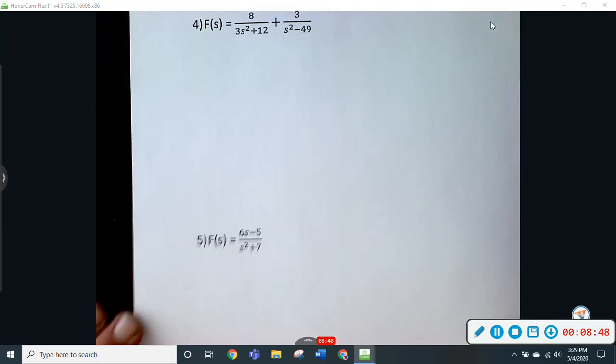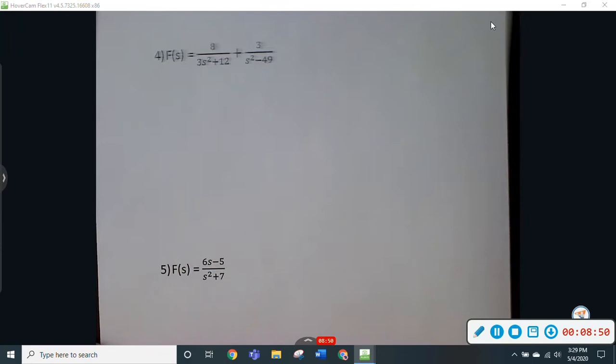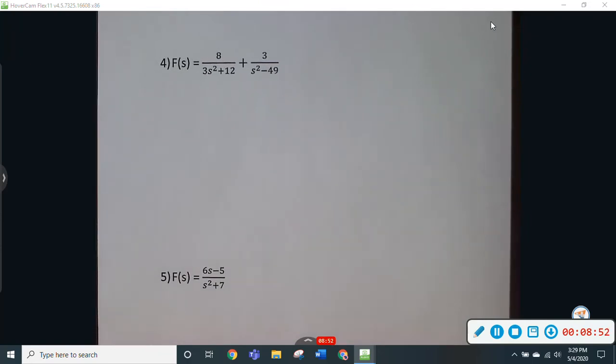Number 4. Again, we're trying to match these functions with something that's on the table, something we're familiar with. That's why the more you see the table and understand the basics of it, we get to identify a little bit faster, kind of like knowing your times tables when you're factoring. Pretty important. All right, so looking at number 4, we have 8 over 3s squared plus 12.